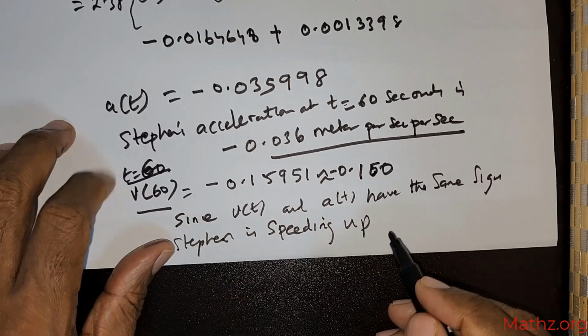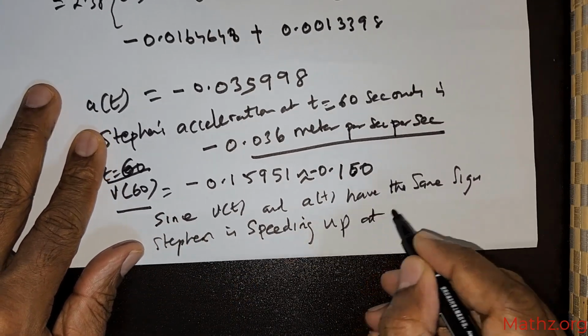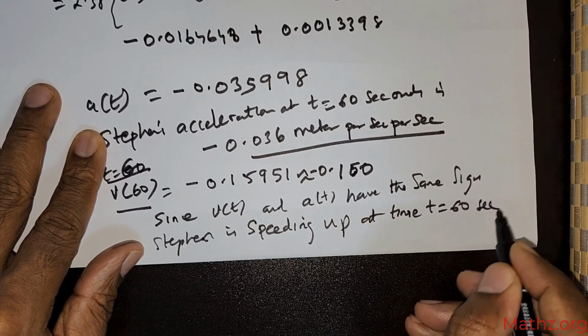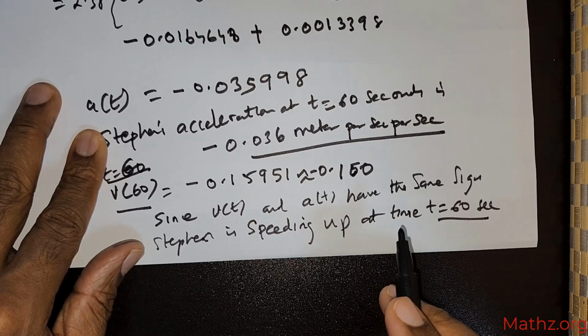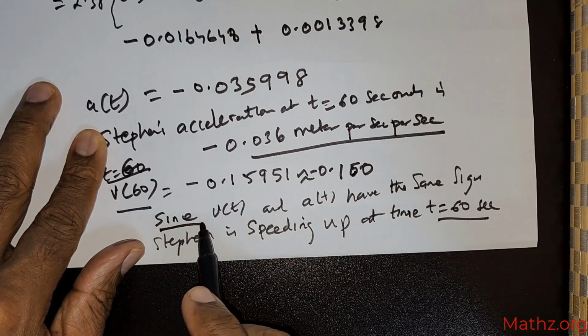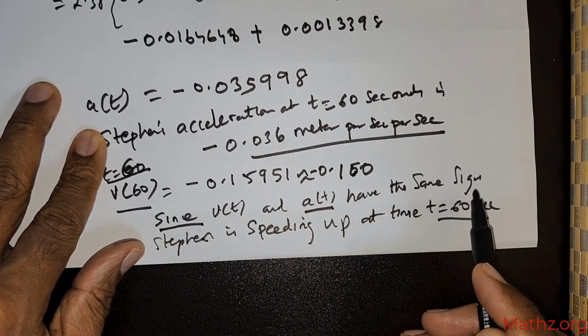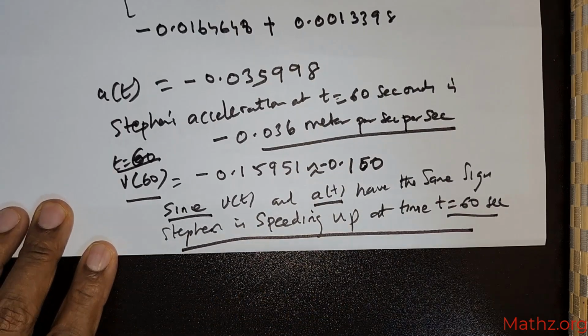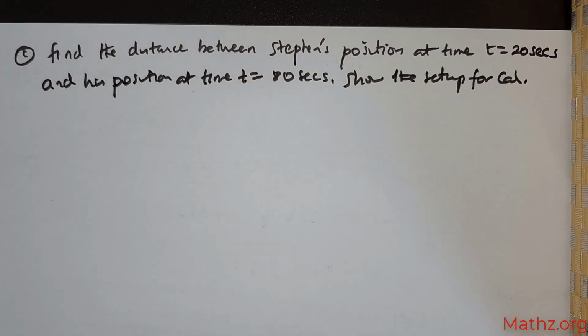I hope you are able to watch this. Speeding up at time t is equal to 60 seconds. The reason is this: because B of t and A of t have the same signs. That is the all-important conclusion that is required. Students, this is question C.